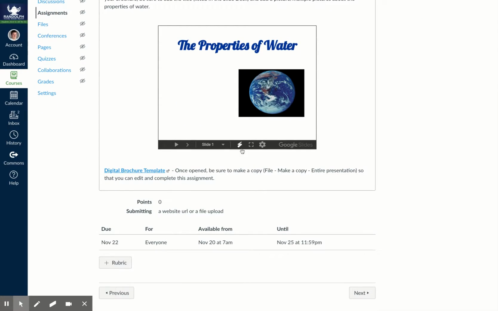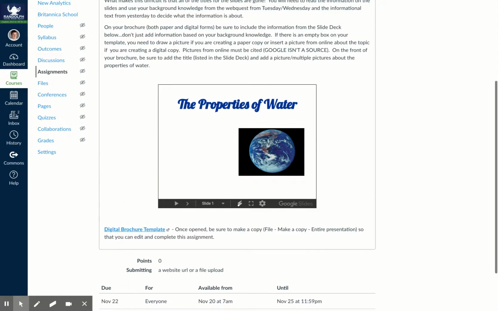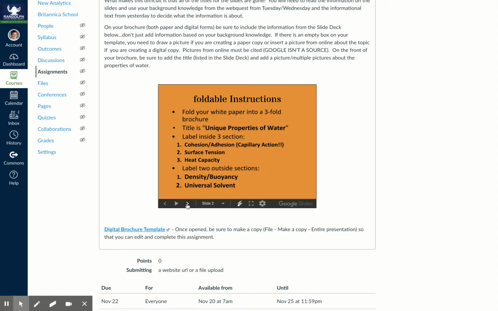If you are physically in class, you're getting that paper template. If you are working remotely, there's a digital version here that you're going to complete. For this, I'm providing you with this Google slide deck, and everything that you need to fill in your template is located in this Google slideshow. And you've got these instructions on how to fold your paper.